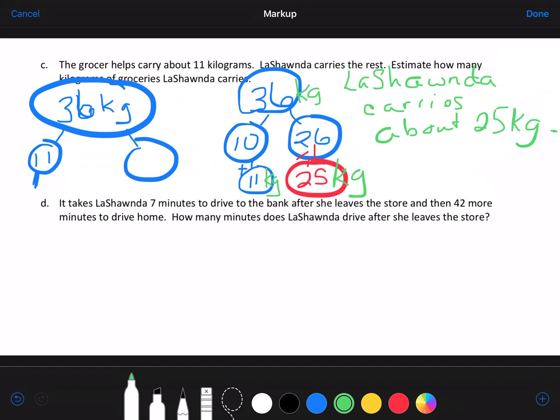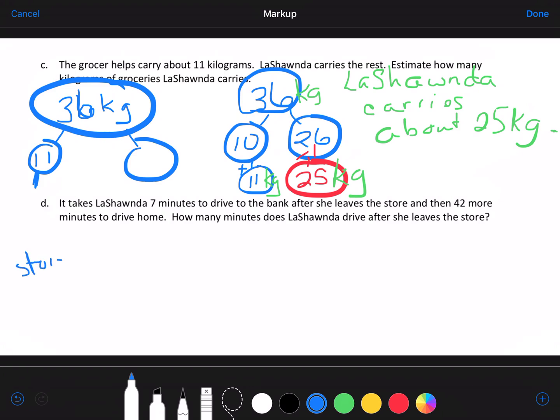Excellent. D says, it takes LaShonda 7 minutes to drive to the bank after she leaves the store. Then 42 more minutes to drive home. How many minutes does LaShonda drive after she leaves the store? So on these, I really just like to draw pictures, right?